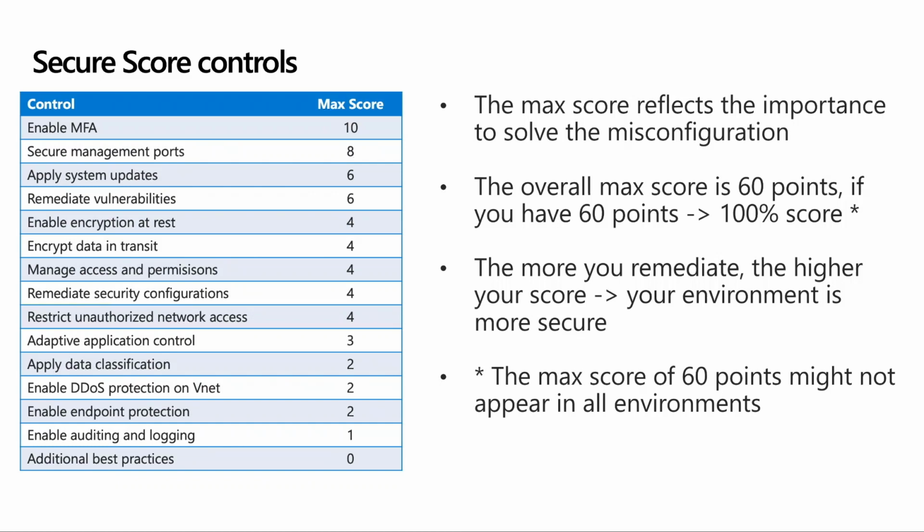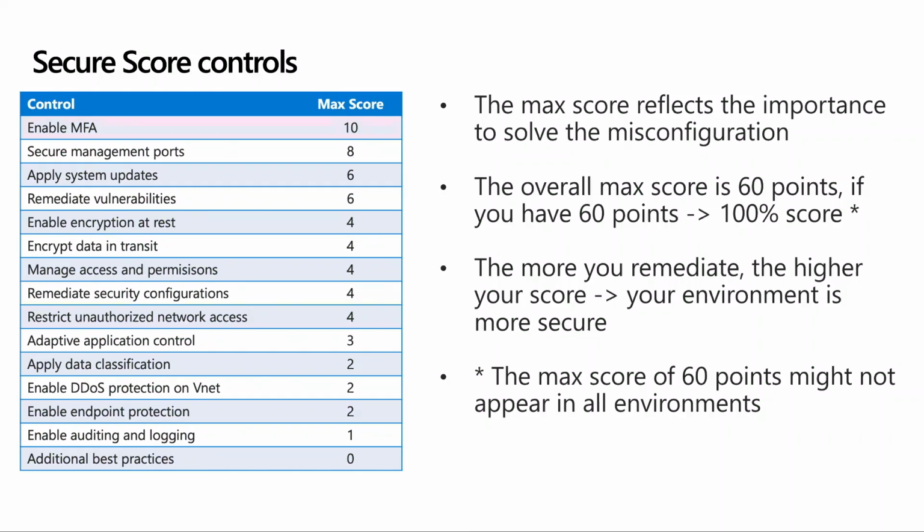Now, if you take a deeper look at the different security controls and their maximum scores, you will see that by only remediating the top four security controls, you will already get a secure score of 50%, because that is 10 plus 8 plus 6 plus 6, which equals 30 points out of 60 points. It is important to understand that there are environments in which you cannot achieve 60 points because you do not have all the different types of resources deployed to your subscriptions. For example, if you do not have virtual machines or network-related resources, you won't see the security control secure management ports. So there won't be the 8 points that you can get in your environment, which means that you will have a maximum secure score of only 52 points.